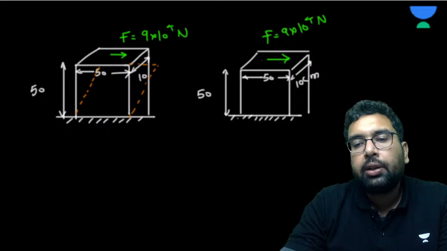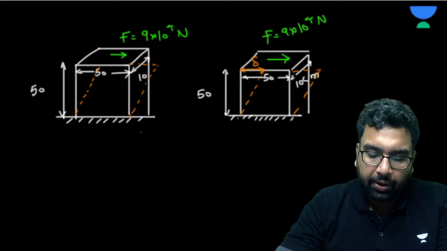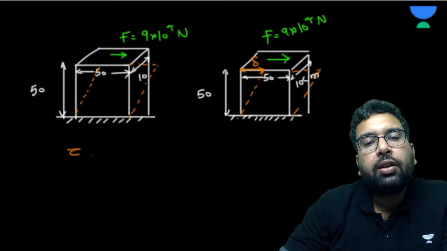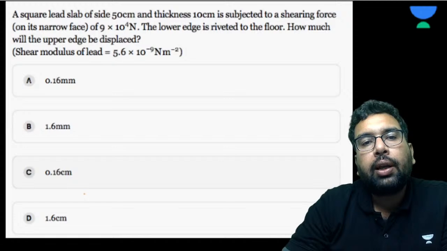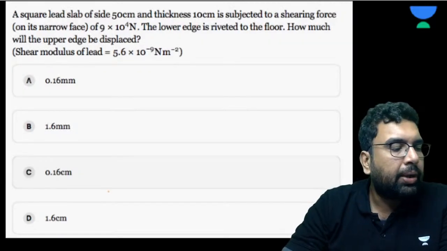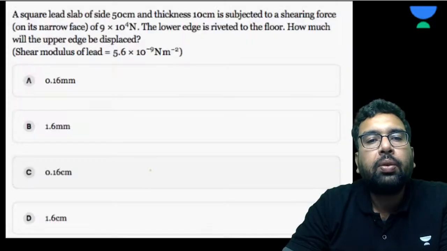Now due to this we will have some change of shape like this. What is asked of us? We are required to find this delta. What is given in the question? Shear modulus is given. So now we can relate that shear stress is proportional to the shear strain. So tau is equal to G times the strain. What is this tau? This is force upon area. Area is 50 into 10. The answer is in mm, so let's convert to mm only. So this is 50 centimeter into 10 centimeter, that is 500 mm into 100 mm, is equal to G.